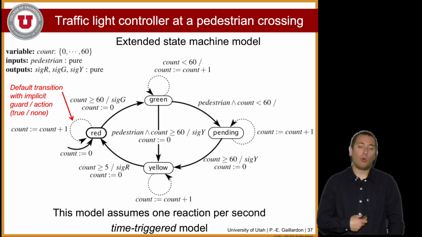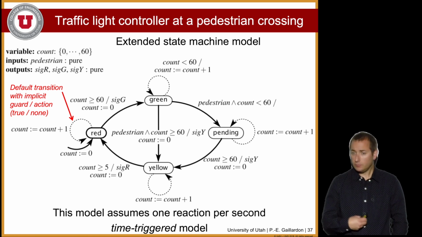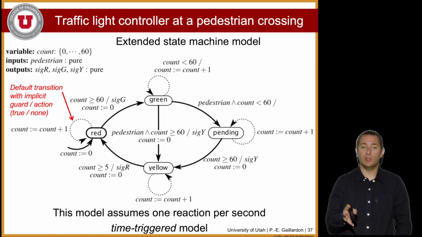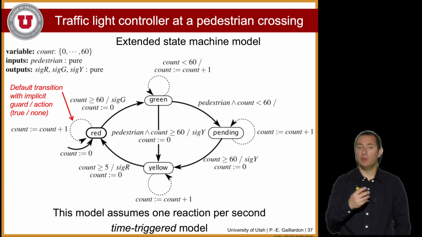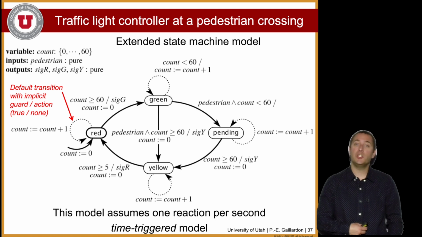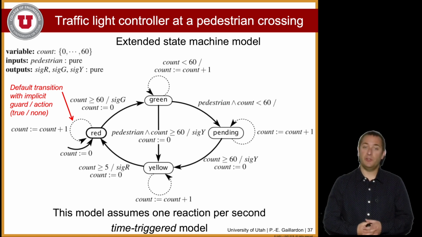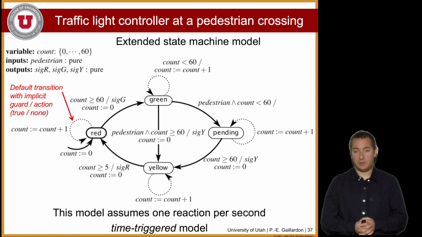Let's look at a little bit more complex model. I will not go through the details of this specific model, but this represents a traffic light controller at a pedestrian crossing. And you will see that, first of all, we have the definitions with the variables, inputs and outputs. The variable is count, that ranges from 0 to 60. The input, which is only pedestrian, is a pure signal, and the same goes for the output, which will be signals to trigger the traffic lights.